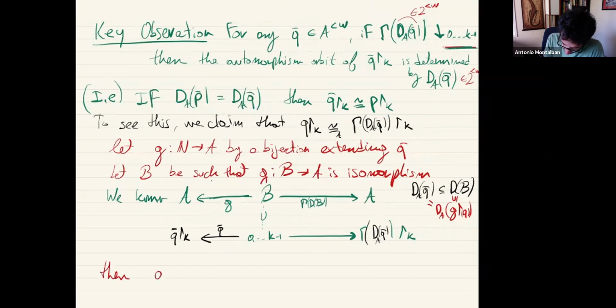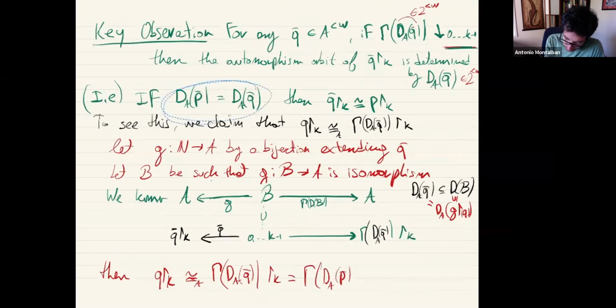Then we get that Q up to K is automorphic in A to gamma using oracle D A Q up to K, but this oracle here is the same as D A P. That's our assumption right here. Up to K, and that's the same by what we just proved, that's the same as P up to K.